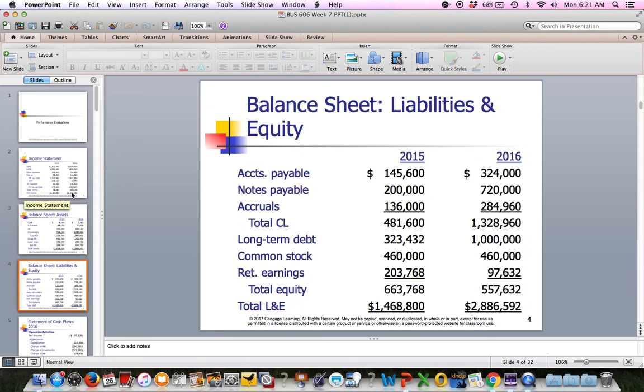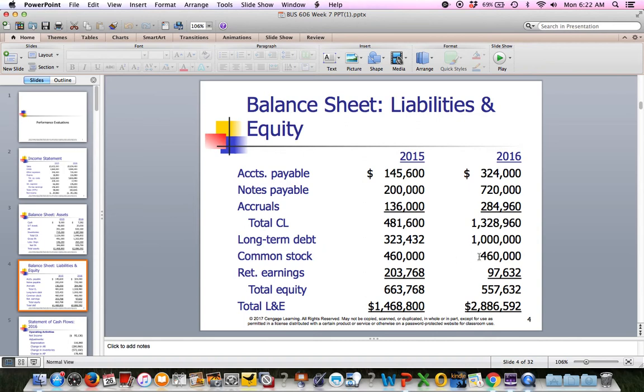Then we get to liabilities and equity, and accounts payable goes up. Again, probably not terribly unusual for the amount of sales that went up. Notes payable goes up. That's money we borrowed. It goes up by 520. Accruals goes up, which makes sense with sales going up. Accruals kind of tend to grow with them also. Then look at the debt, 323 to $1 million. So they borrowed 520 in short term and 675-ish in long term. So a lot of debt was taken on by the company in a short amount of time.